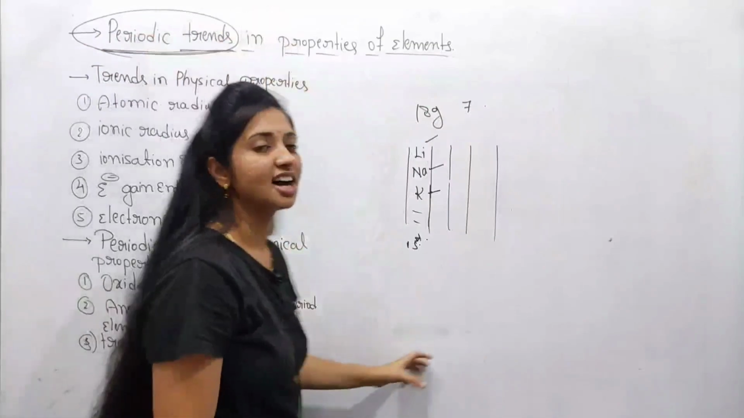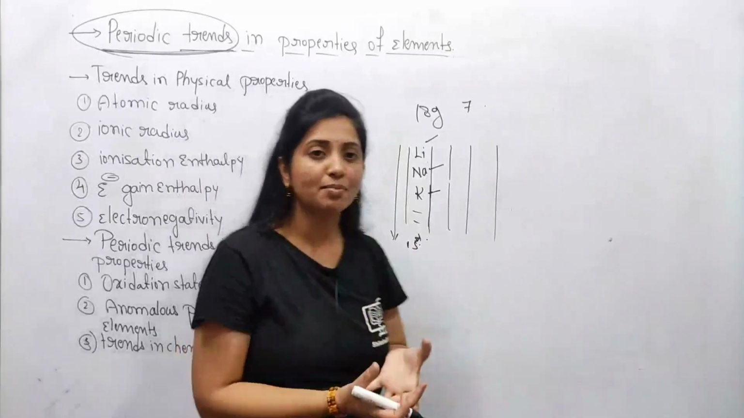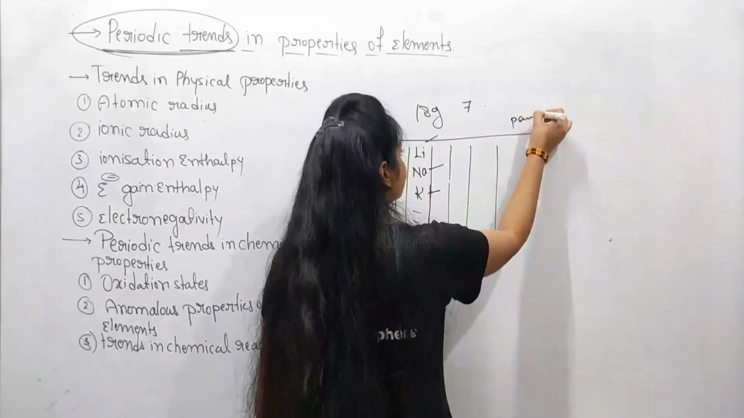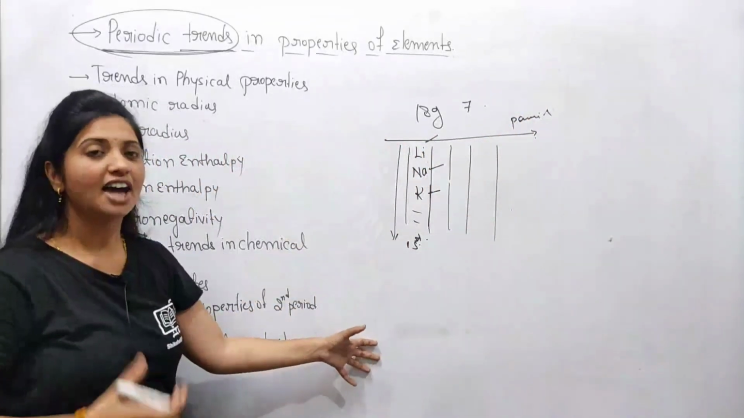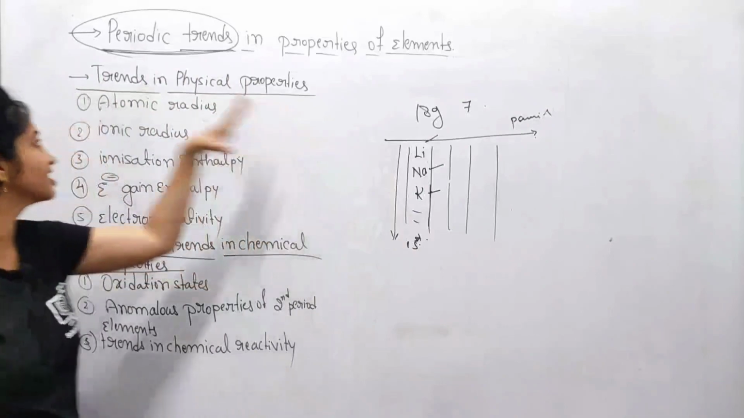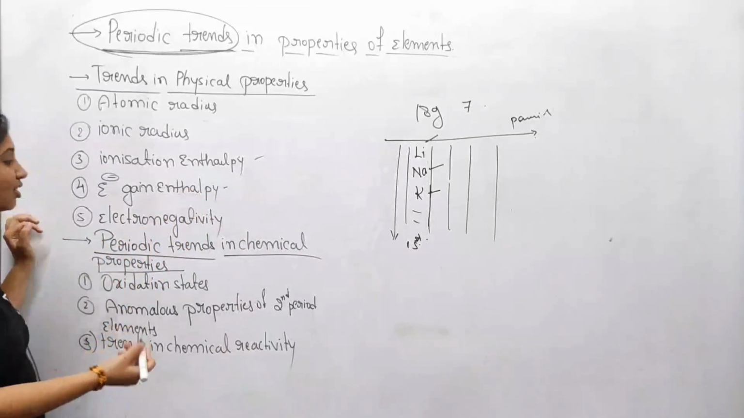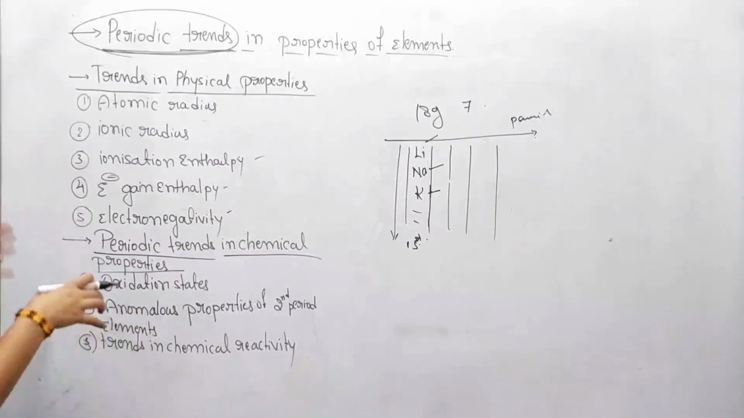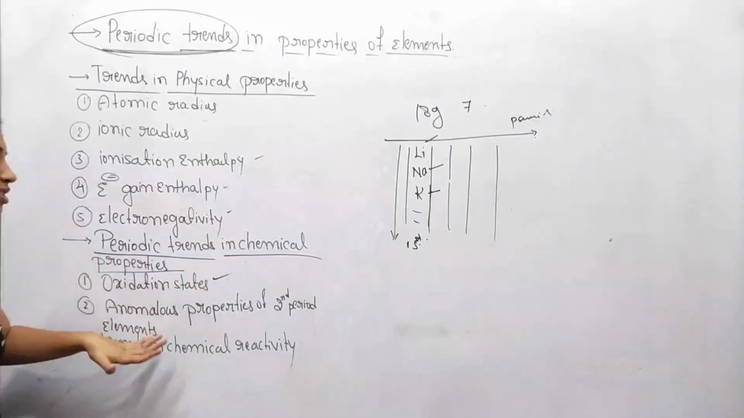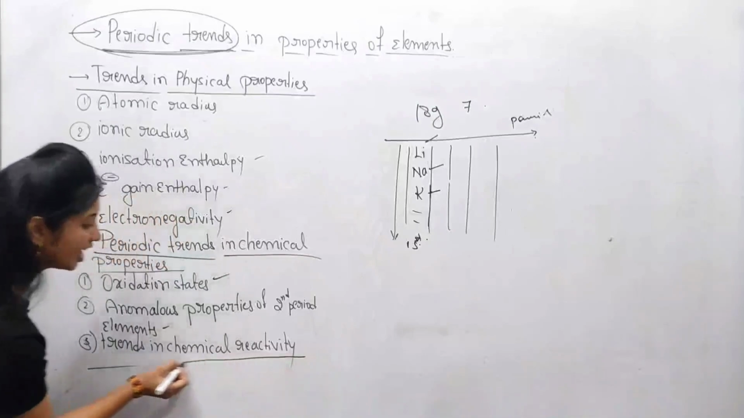Some properties vary from top to bottom, along the groups, and some properties vary from left to right, along the periods. So what are those properties and how do they vary? Let us see some periodic trends in physical properties like atomic radius, ionic radius, ionization enthalpy, electron gain enthalpy, electronegativity, and some periodic trends in chemical properties like oxidation states, anomalous properties of second period elements, and some trends in chemical reactivity.